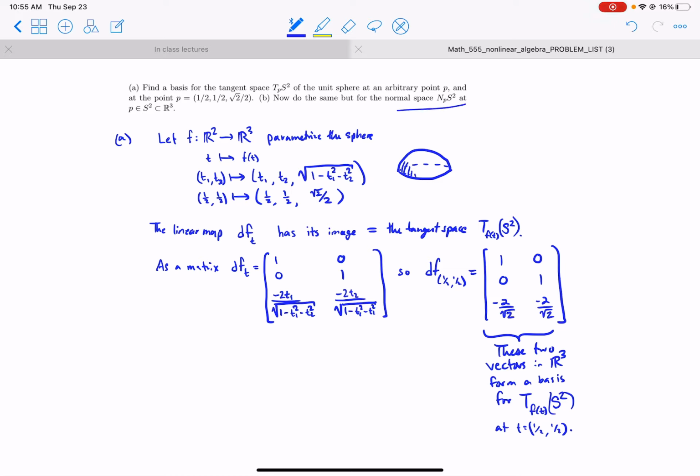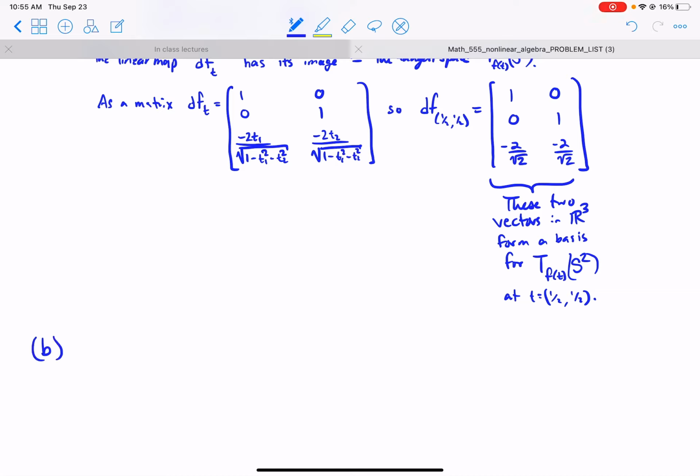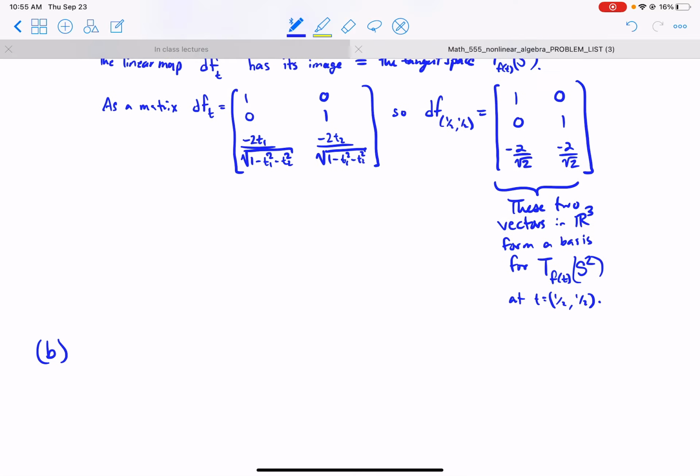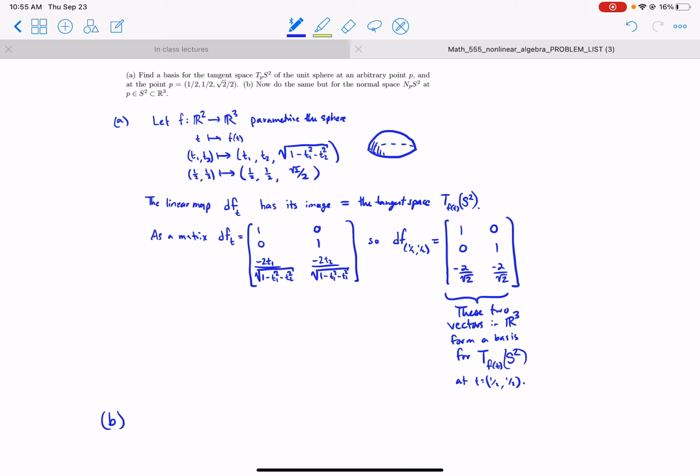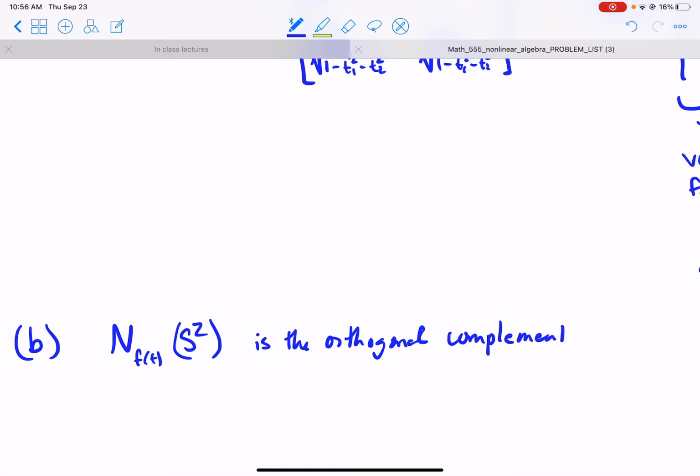Part B, now do the same for the normal space. Okay? So part B, there are now two ways to do this. So the normal space is always determined from the tangent space as the orthogonal complement. So the normal space at f of t of S2 is the orthogonal complement, this is from linear algebra, to the tangent space.